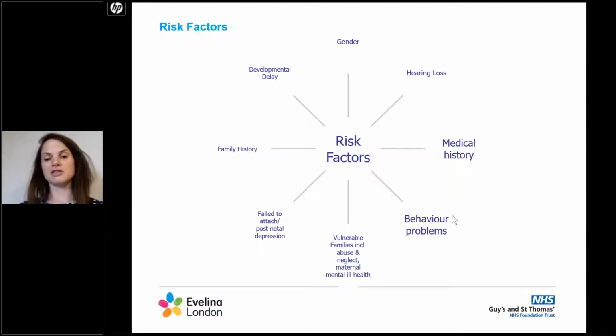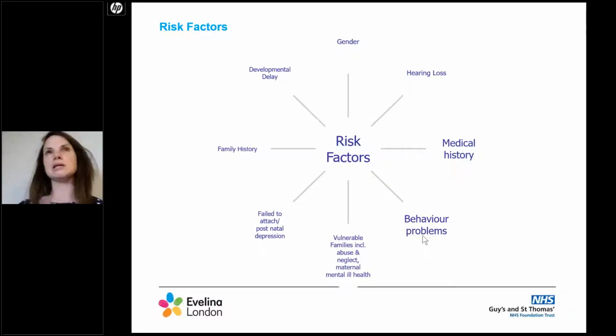We also have on this diagram here behavioural problems, and behaviour and language development are really closely linked. For some children, it might be that their behaviour is an indicator of a more global difficulty that they've got going on. But for many children, the behaviour difficulties will stem from not being able to communicate appropriately. So it might be frustration because they can't understand what other people are saying to them, or frustration because they are not able to make themselves understood.